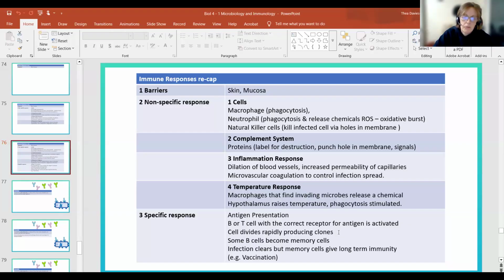And that's a specific response. It's specific because the antigens are presented, and then we respond to that, or our cells respond to that antigen by dividing and producing loads of clones. And some of these produce antibodies as well, which help with the infection control. So that's where we got up to last session.